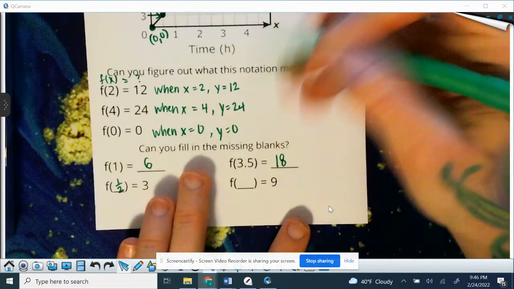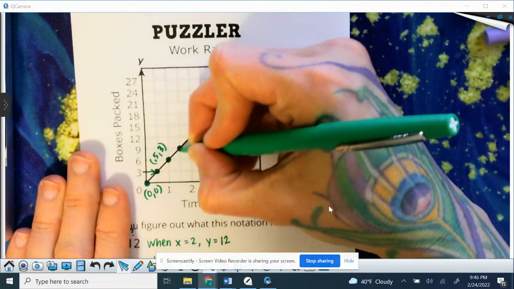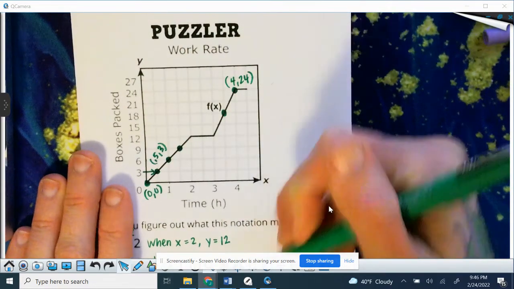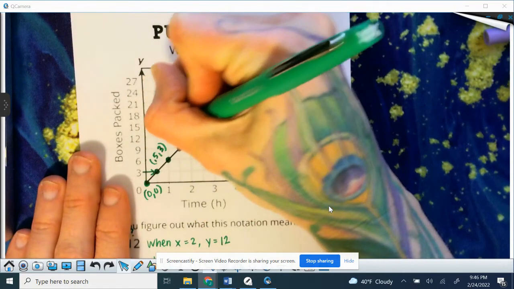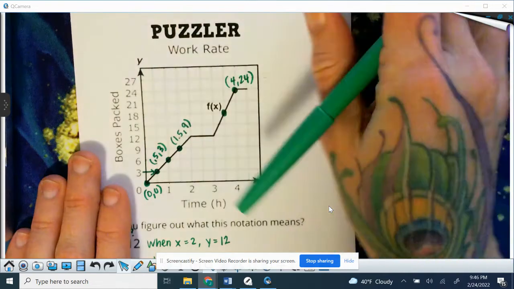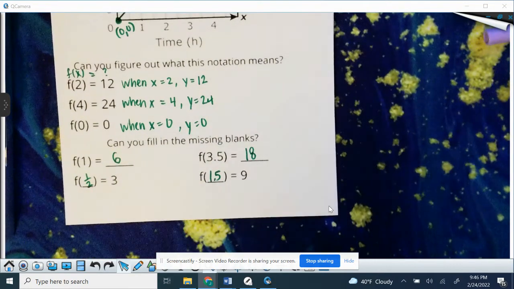Then 9, so we're going to go up here to 9 and see what the x value is, because that number is on the outside of those equal marks, so that's the output. And then we come down, it's 1.5. So 1.5, 9. So f of 1.5 will give me an output of 9.